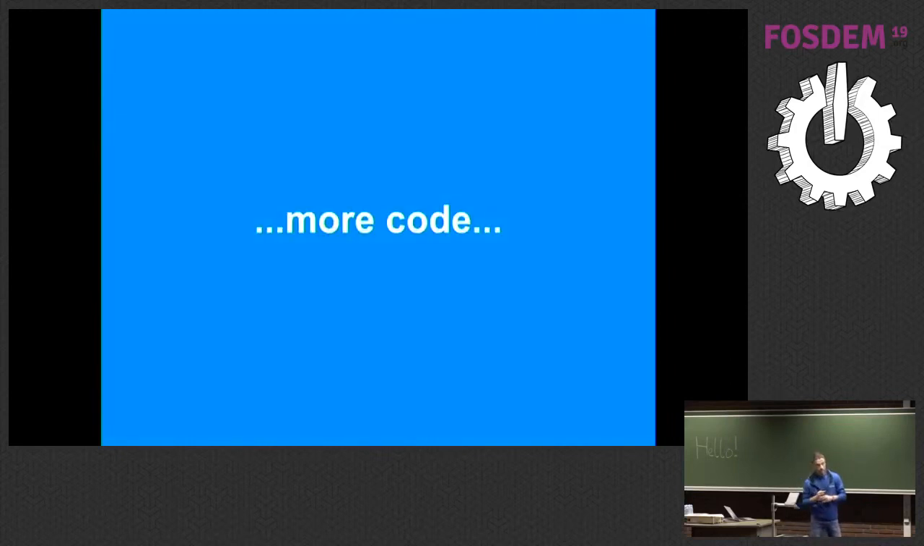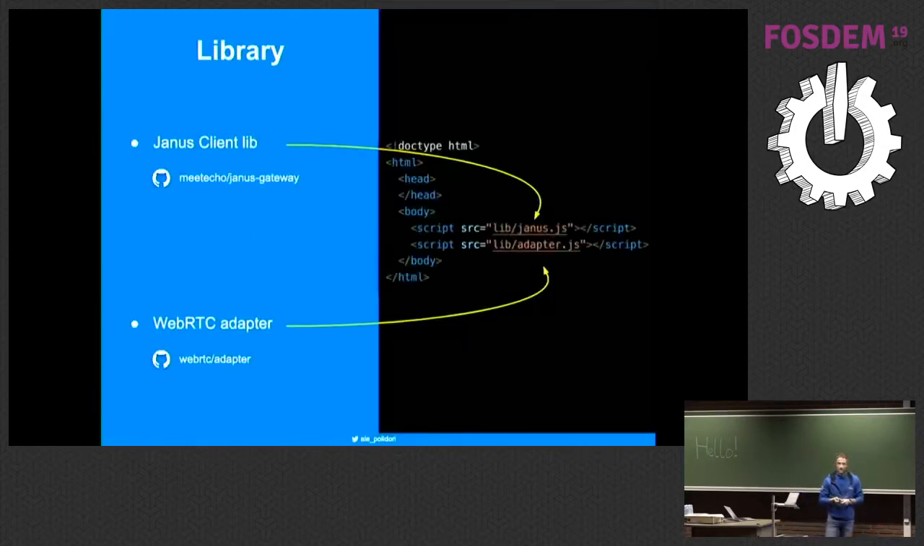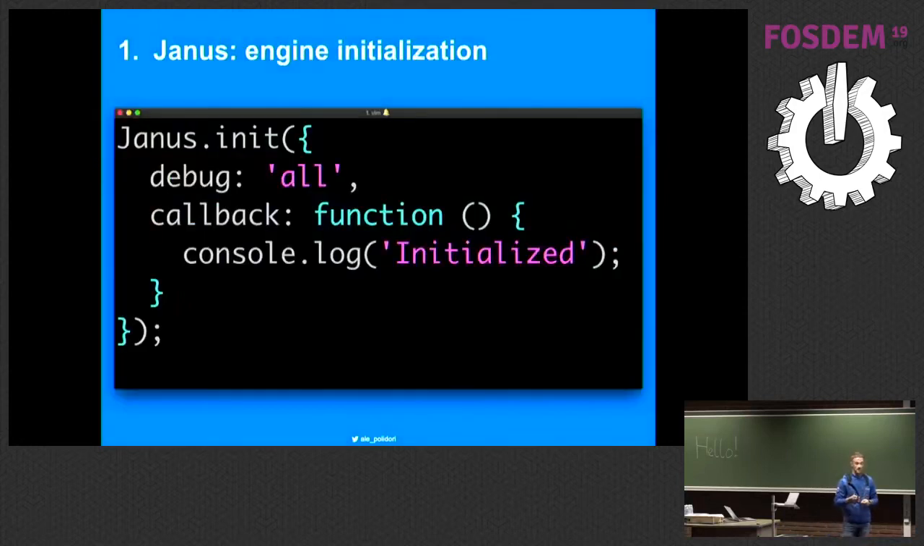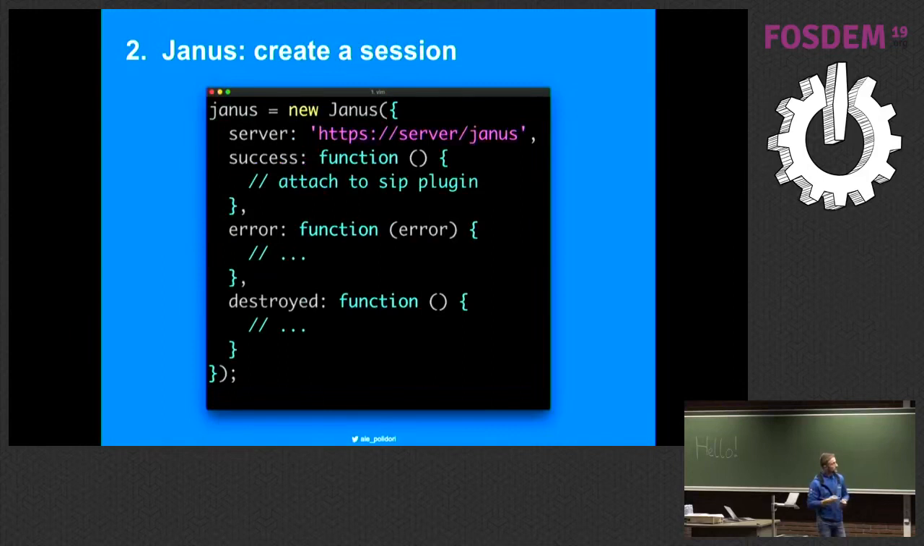Okay, let's go deeper to see more details. For the inclusion of the library, we need only two libraries. One is Janus, of course, and the other one is an adapter that resolves all WebRTC differences between different browsers. We initialize the engine calling the init method, passing to it the debug level and a callback function. And then we create a new session. Notice that now the server address uses the standard HTTPS port, so you don't need to open another port on the server, all using web standards.